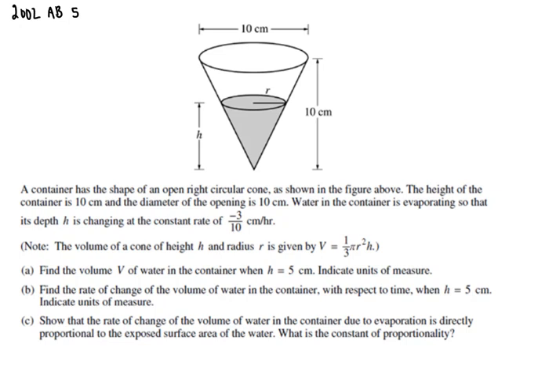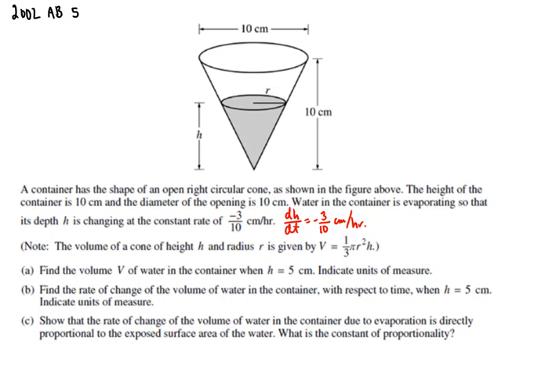Okay, in this next problem we have a container with the shape of an open right circular cone as shown in the figure above. The height of the container is 10 centimeters and the diameter of the opening is also 10 centimeters. Water in the container is evaporating so that its depth h is changing at the constant rate of -3/10 centimeters per hour. So we write down that dh/dt is equal to -3/10 centimeters per hour.